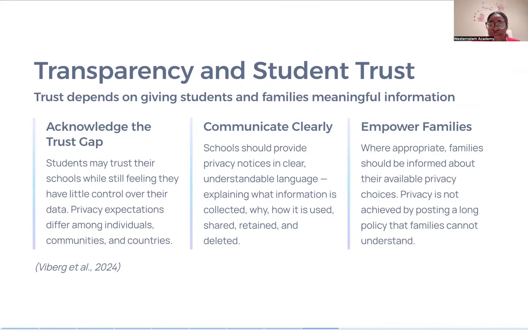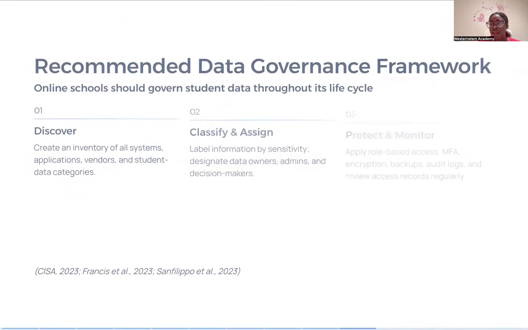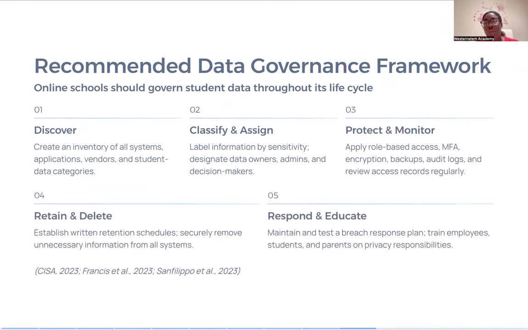We also need to communicate clearly. Schools should provide privacy notices in clear, understandable language, explaining what information is collected, why, how it is used, shared, retained, and deleted. We also need to empower families where appropriate. Families should be informed about their available privacy choices. Privacy is not achieved by posting a long policy that families cannot understand. So we have to demonstrate to families how their privacy will be treated.